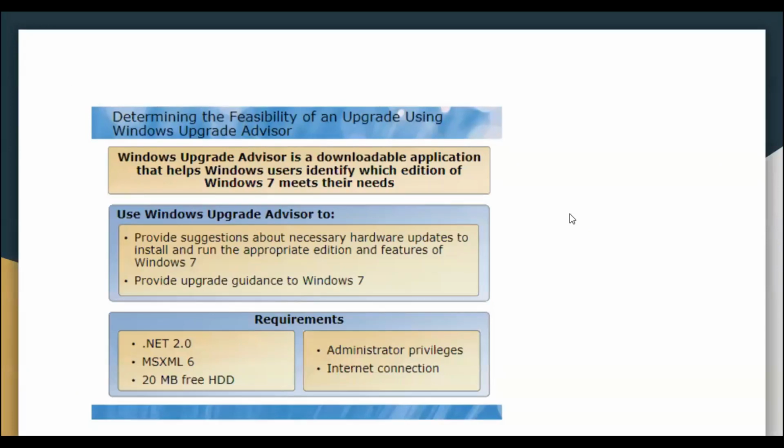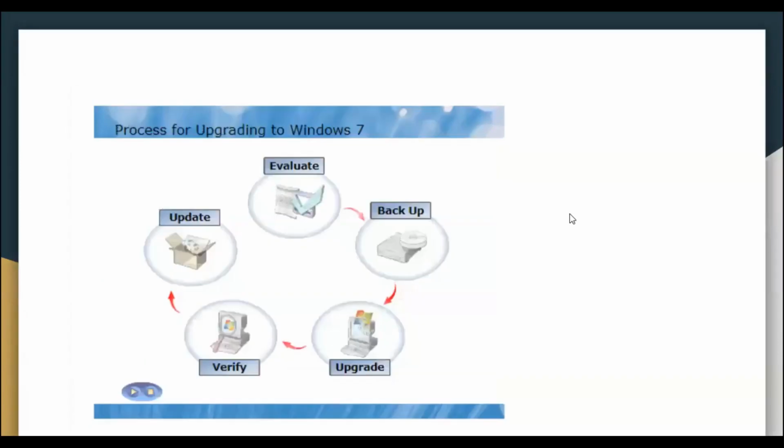So what information will the report contain? It has recommended changes to hardware, recommended changes to file systems, recommended changes to user permissions, and recommended changes to directory structures. The process for upgrading to Windows 7: first is to evaluate, backup, upgrade, verify, and update.